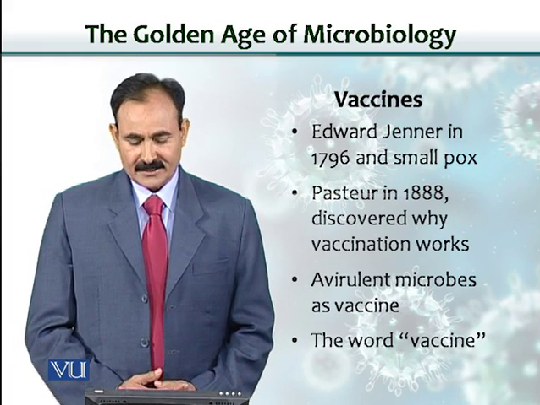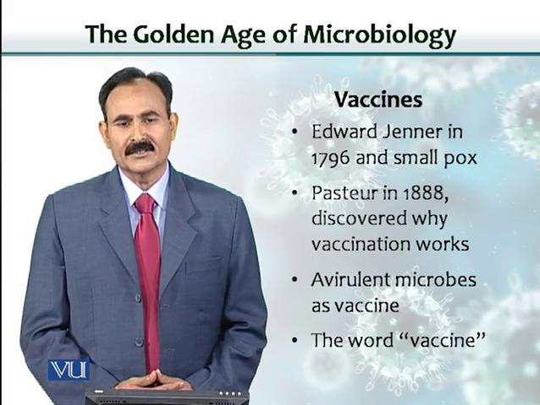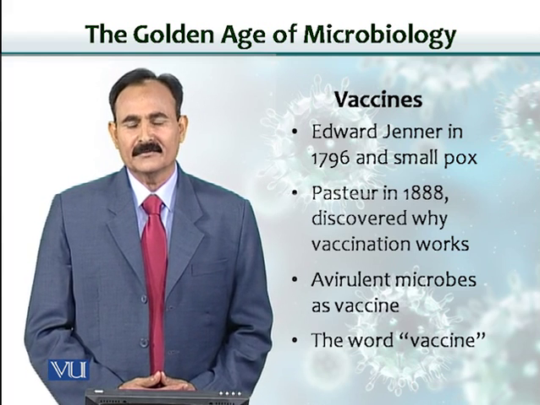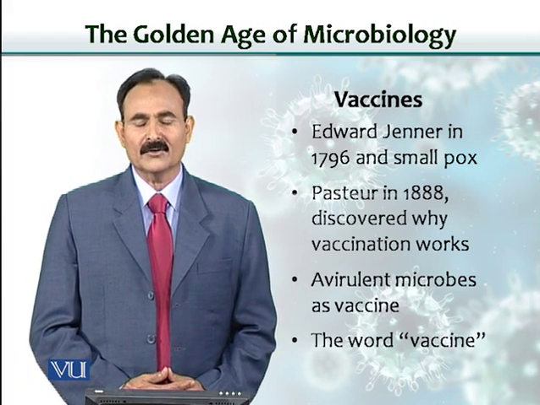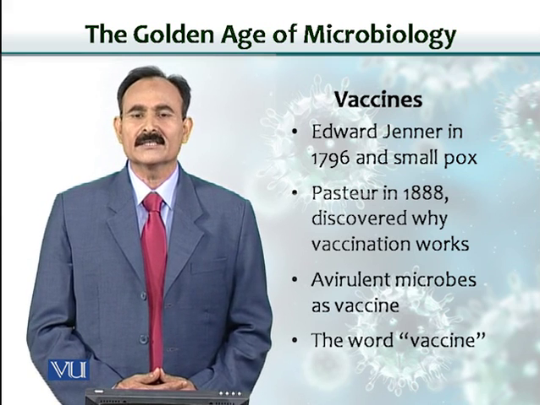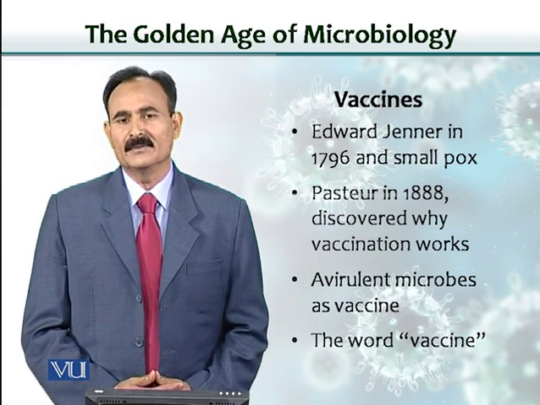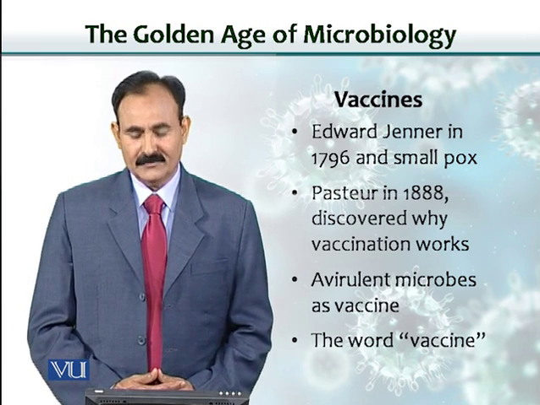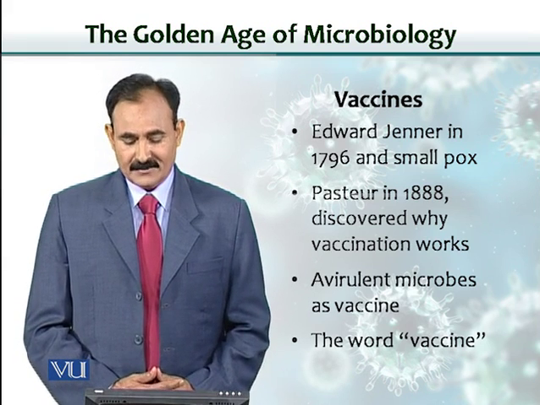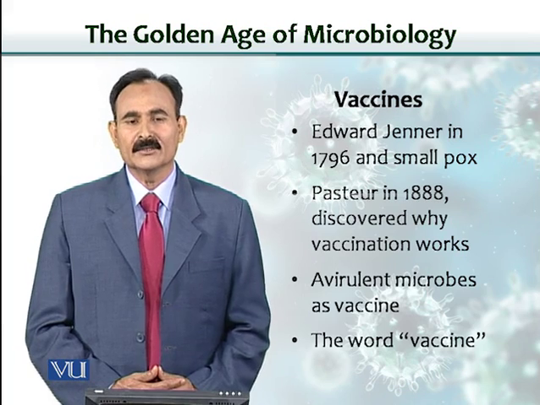Pasteur in 1888 discovered why vaccination works. He was working on fowl cholera. This is a bacterium that causes a disease in birds. He made a very good observation that if the microorganism that causes fowl cholera is attenuated or weakened, it loses its power to cause the infection. But it retains its ability to induce immunity in the birds. So in order to honor Edward Jenner, whose observations were made for smallpox, he named that process vaccine. So the word vaccination was coined by Louis Pasteur.